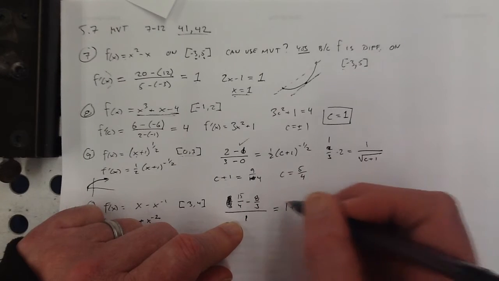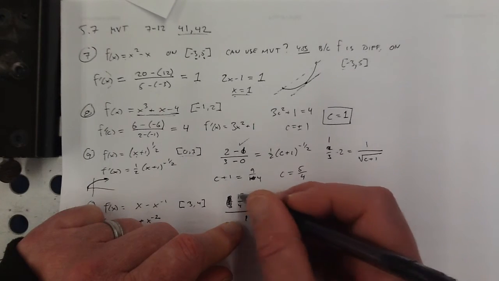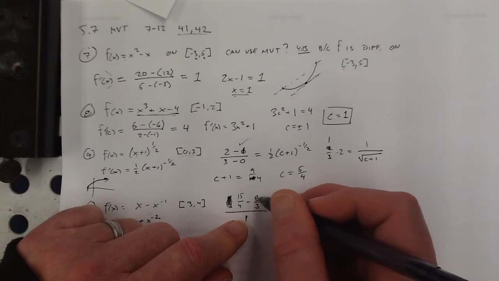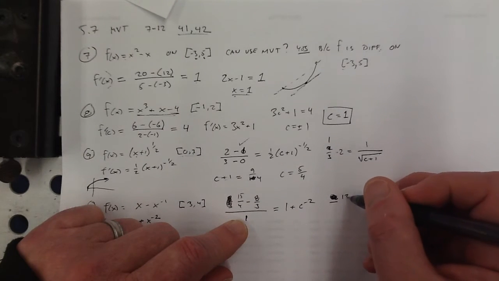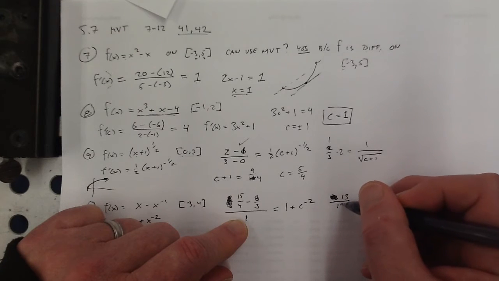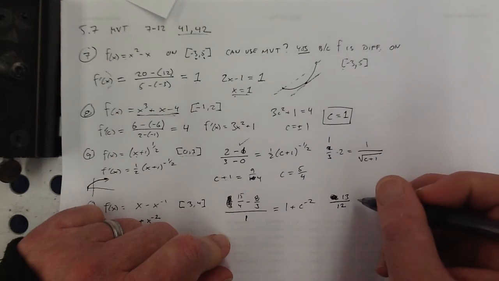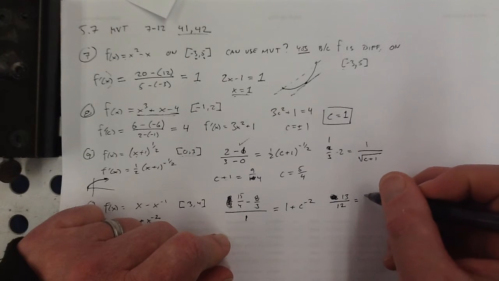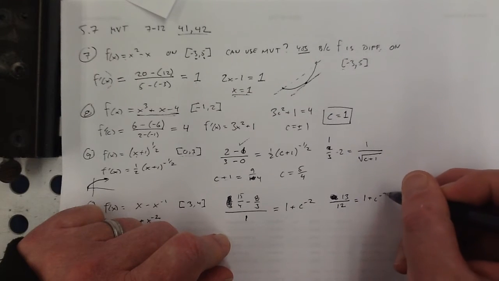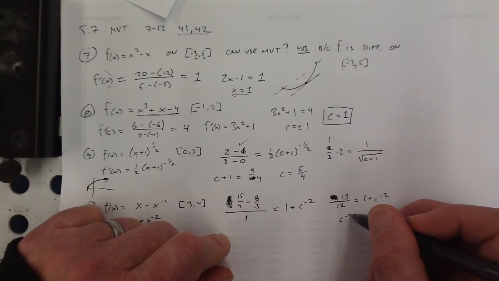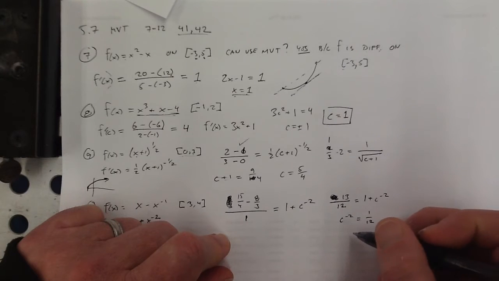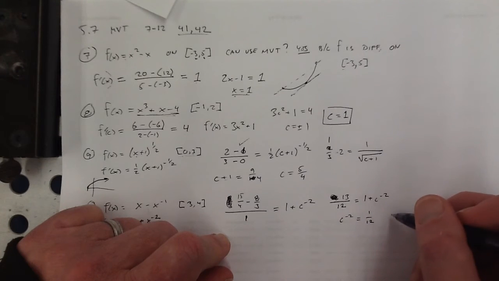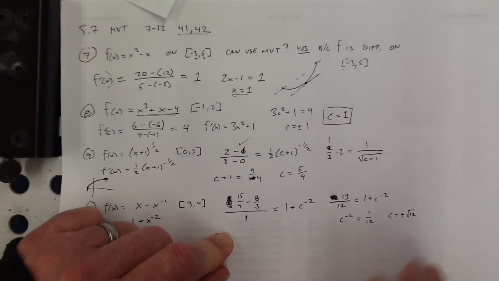No, just kidding, I'm not multiplying this by 4, I'm multiplying this by 3. 45 minus 32 is 13 twelfths, I believe. Hope I didn't mess that up. Is equal to 1 plus c to the negative 2. So c to the negative 2 is equal to 1/12. So c is going to be equal to plus or minus the square root of 12.